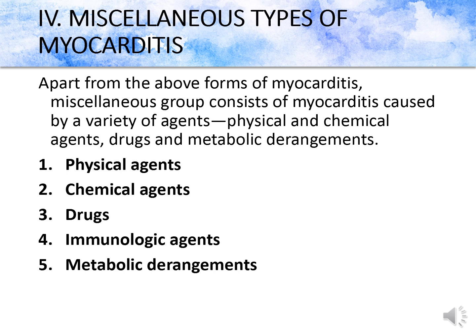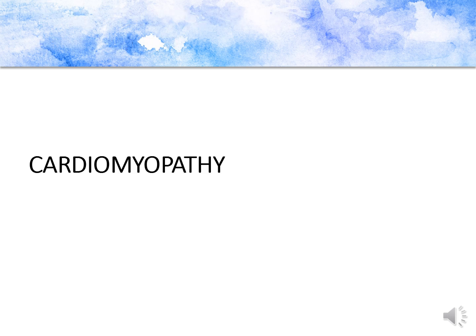Miscellaneous types of myocarditis. Apart from the above forms of myocarditis, the miscellaneous group consists of myocarditis caused by a variety of agents, both physical and chemical, drugs and metabolic derangements. So here you see few possible causes of such pathology: physical agents, chemical causes, drugs, immunological disturbances, and metabolic derangements. Now we go to cardiomyopathy.